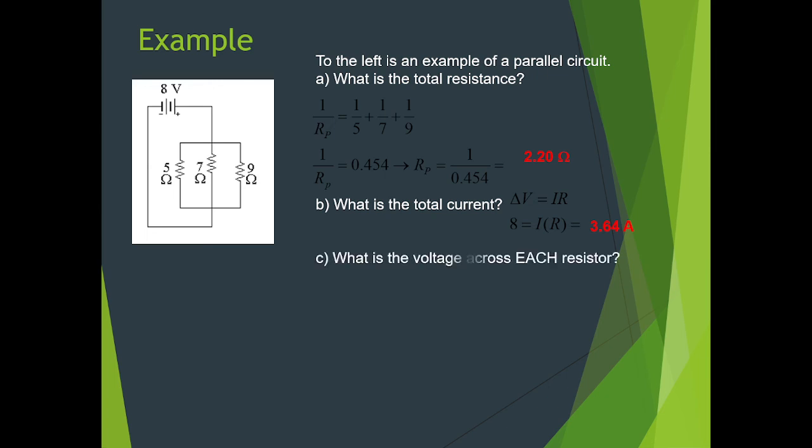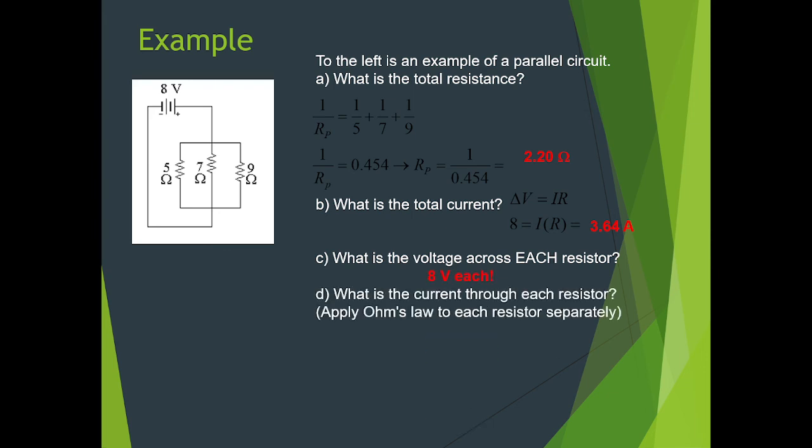What is the voltage across each resistor? It is 8 volts each. We can also try to find the current in each resistor. We apply Ohm's law individually to each resistor and find out that the currents are 1.6 amperes, 1.14 amperes, and 0.9 amperes for R1, R2, and R3 respectively. Also note that the individual currents add up to the total current.